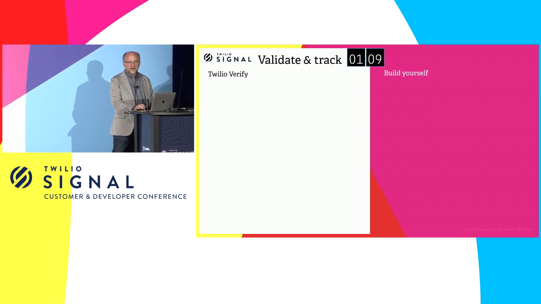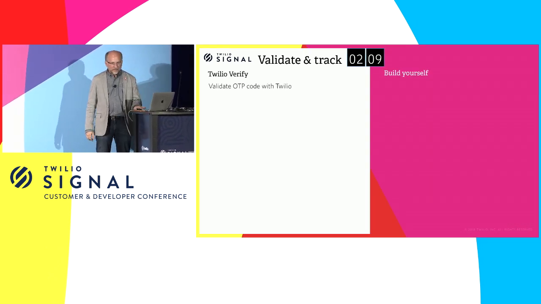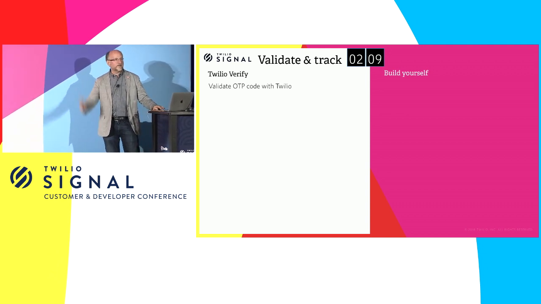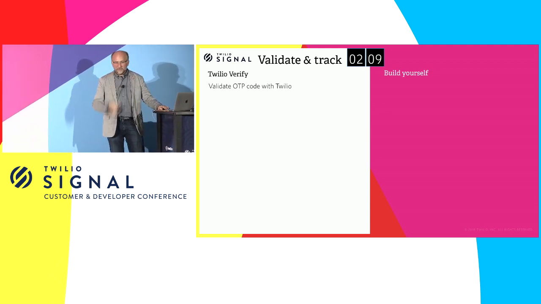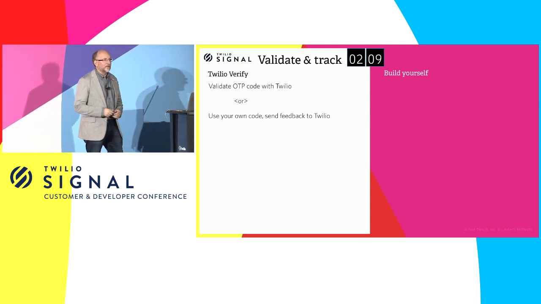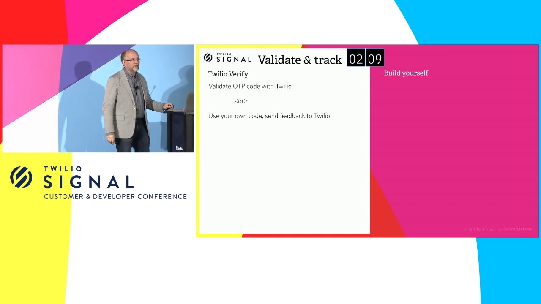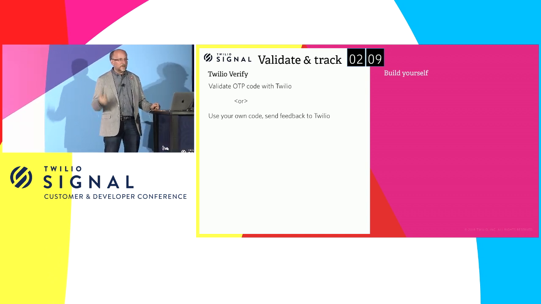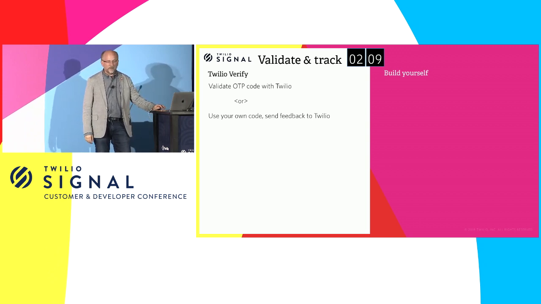Let's talk about validating and tracking. So you can validate an OTP code with Twilio. That's number 2 for Twilio. Twilio Verify now has 2 calls. Or you can use your own code and send some feedback to us to tell us whether or not the user had validated the code. We support both things. The first one, you don't have to do anything extra. The second one, we need that feedback to ensure that you get the benefit of our intelligent routing. You get tracking logic, you get a dashboard and reporting all included.